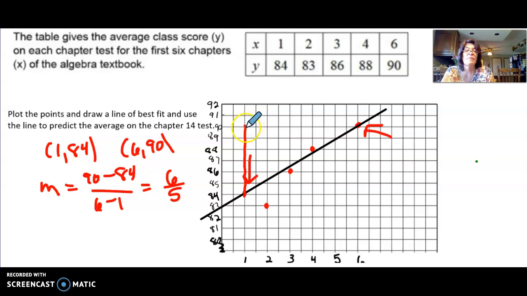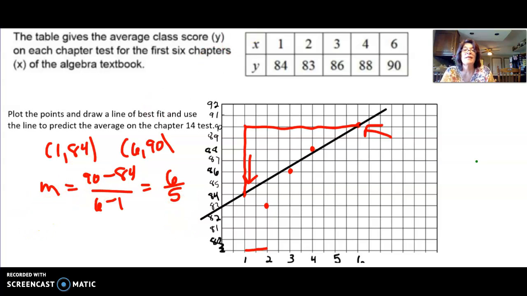Now be careful. Some people might think this is 10, but remember, every 2 blocks represents 1 on the x-axis. So 1, 2, 3, 4, 5. Be careful. Some people will get the wrong slope. They'll get 6/10, and it's not, it's 6/5.